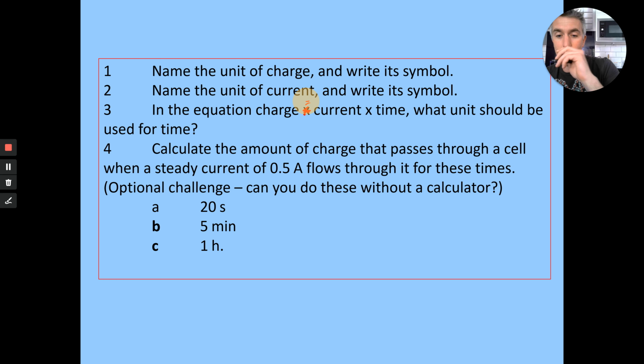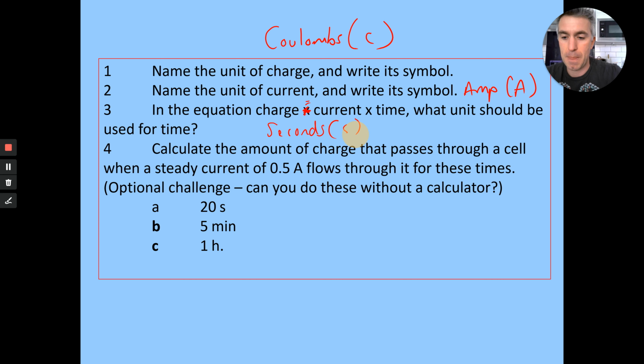The name for the unit of charge is coulombs, and it's measured in C. The name for the unit of current is amps, and it's A. Time, in this equation, what should be the unit of time? Time is seconds. We do small s.